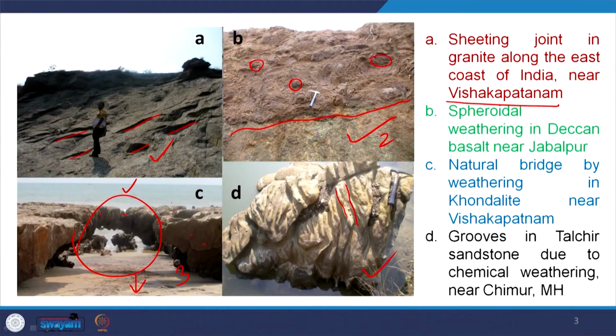Because if you remove the weathering effect from this rock, the rock was somewhat differently behaving. When this basalt was formed, there was no spheroidal weathering. During formation of this granite, there were no layer-type discontinuities existing. During formation of this khondalite, there was no natural bridge, and during formation of the sandstone, there were no groove and ridge structures. So, these structures are later imposed on the rock due to agents which are called weathering agents.